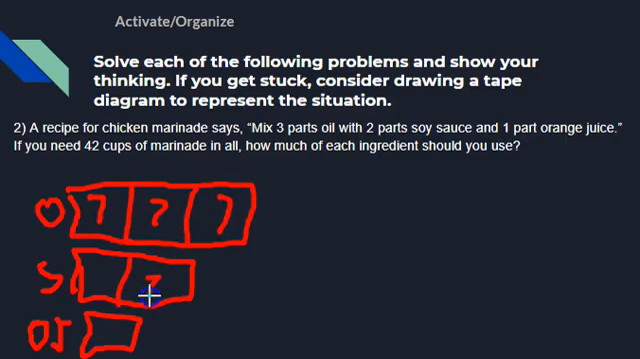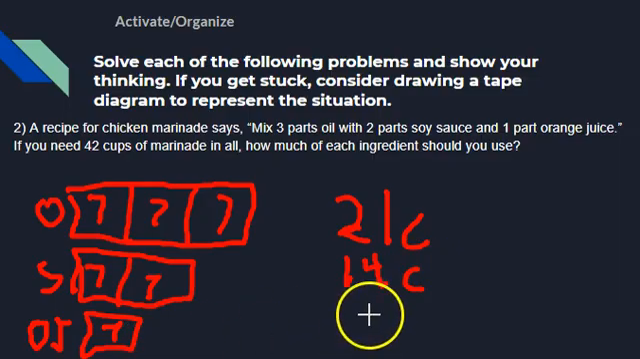And then if I know that each of those is 7 when I break this apart, then it's pretty simple to figure out. So the oil, I need 21 cups. I need 14 cups of the soy sauce. And the orange juice, I'm going to just need 7 cups of it. Again, these tape diagrams can help you organize your thinking a little bit better. It's not something you'll necessarily always need to use, but it can certainly help when you're stuck.